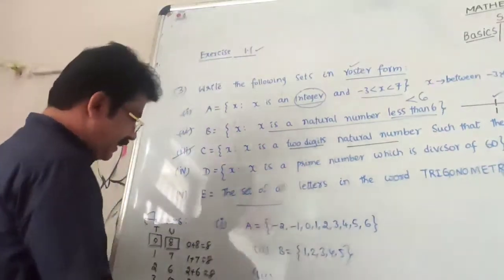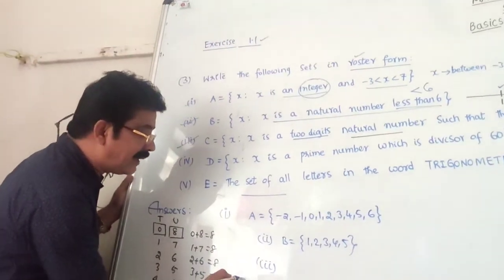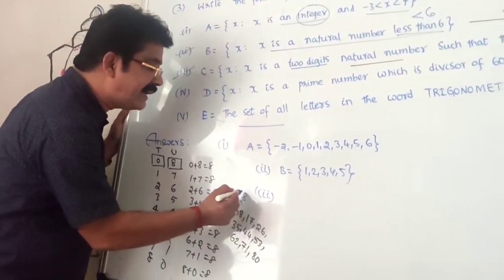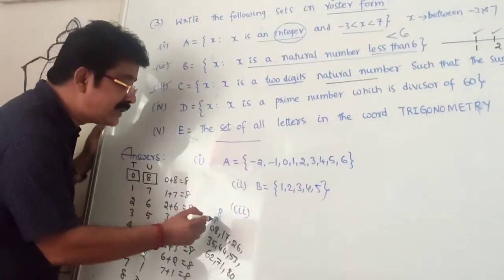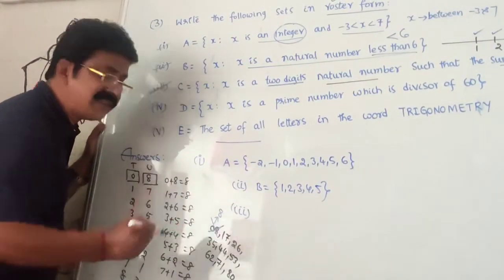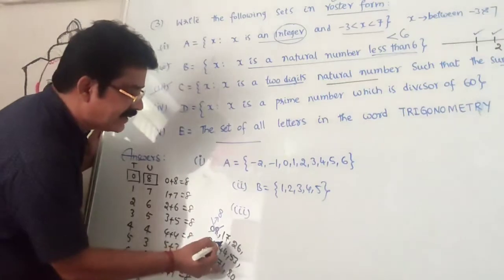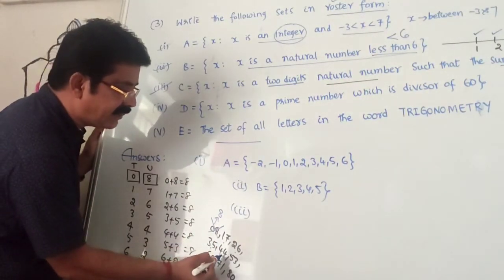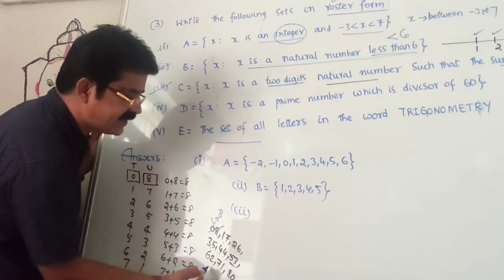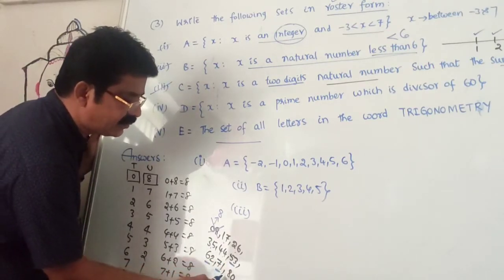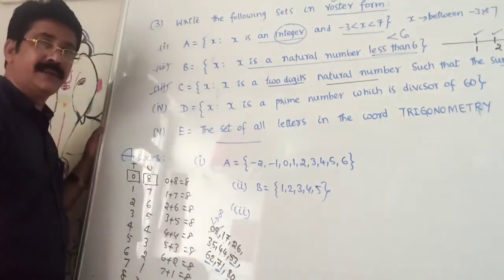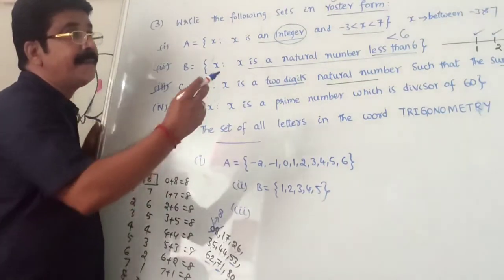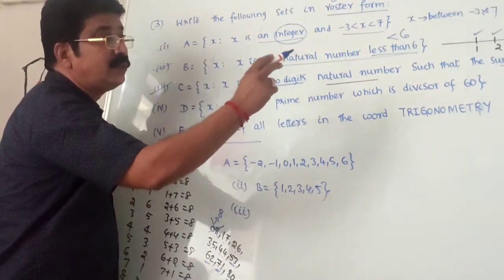So here 0 8 means it is only 8, but it is not a 2-digit number. One condition is failed. The others are 2-digit numbers, 2 digits are there. Next, last condition. Sum of the digits must be equal to 8.